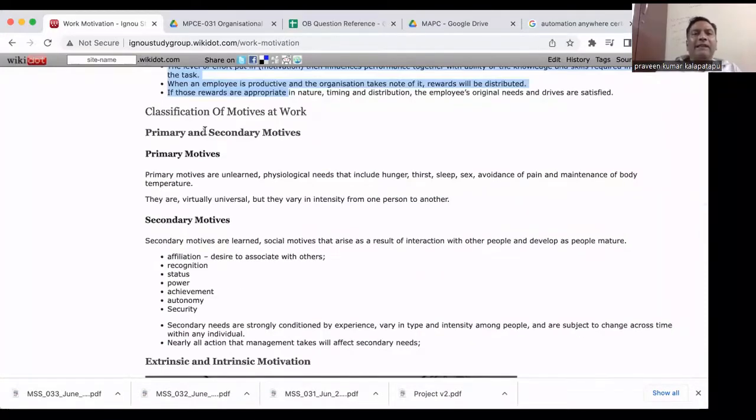Okay. So now the first category is primary and secondary motives. So what are primary motives? By the name of it itself, you can actually judge what the definition of it is. A primary motive is that my hunger should be met. I should not stay hungry, right?